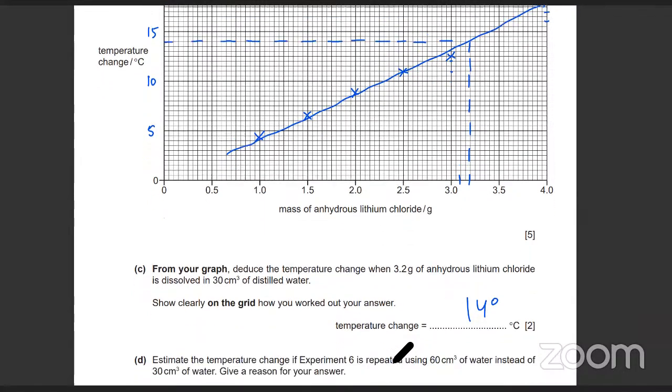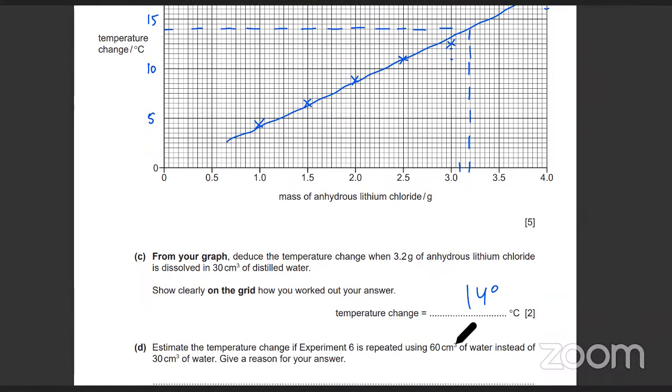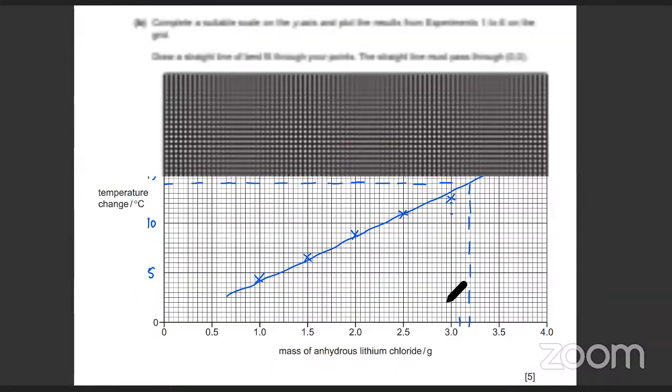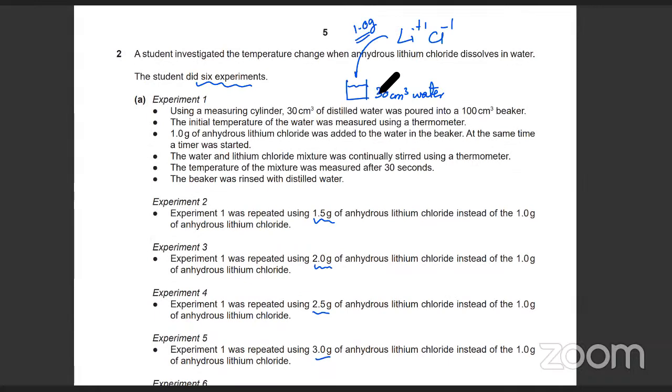Next part is estimate the temperature change if experiment 6 was repeated using 60 cm cube water instead of 30. अच्छा, तो हाँ, ये अब थोड़ा common sense use करते हैं. अब वो कह रहा है कि what if you had doubled the amount of water that you were using? Instead of 30 cm cube, you're using 60 cm cube.